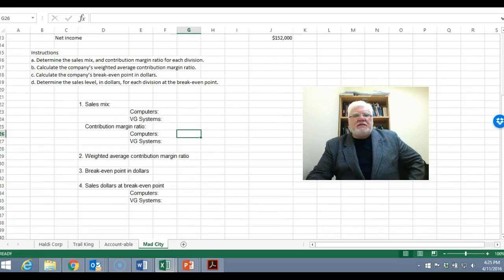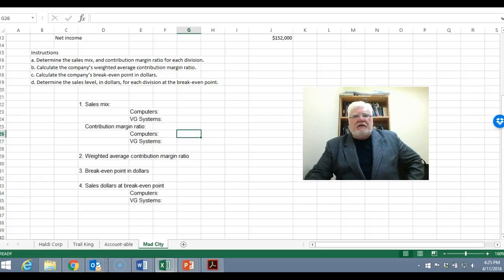So with the sales mix and the contribution margin ratio, they ask you to come up with a weighted average contribution margin, then the break-even point in total sales, and then the breakdown at that break-even point for computers and VG systems.